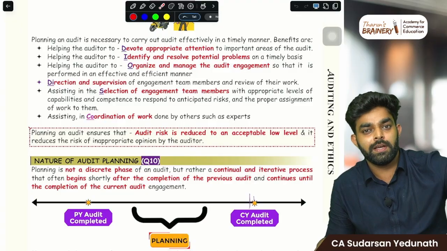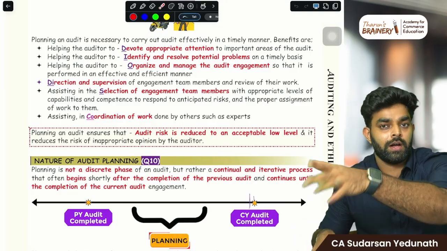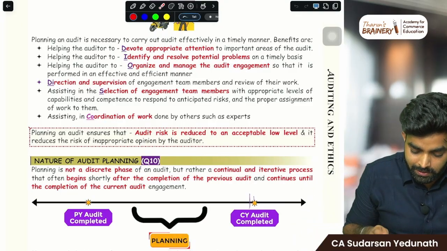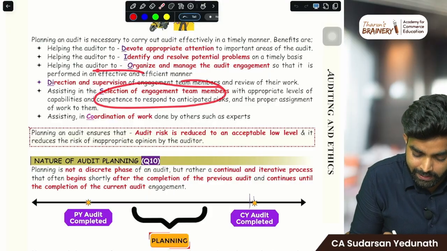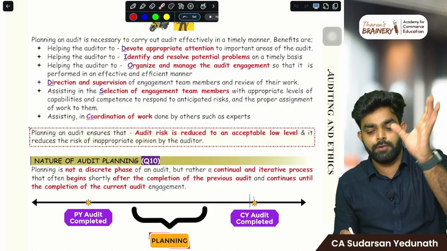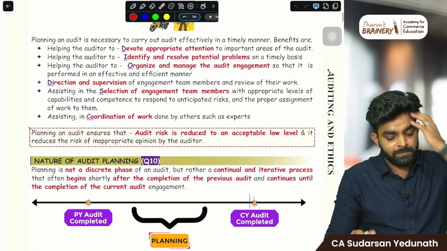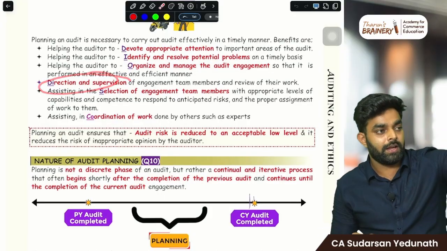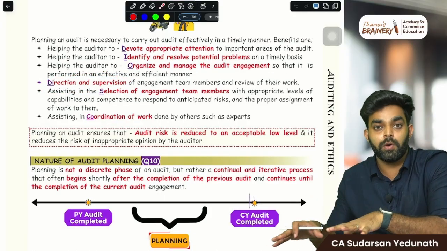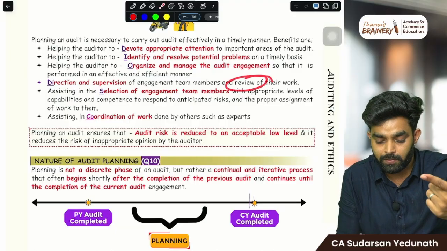If it's Zomato, it's a bigger company, so you need experienced articles. Similarly, selection of engagement team members, and direction and supervision of engagement team members and review of their work, will be very easy when you have properly planned it, because of supervising, how to direct your articles, your people below you, how to direct them, when to review their work, all these things.